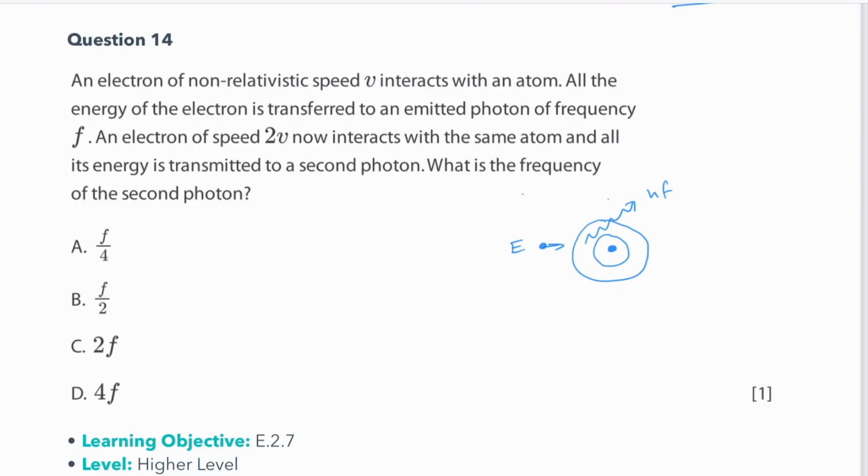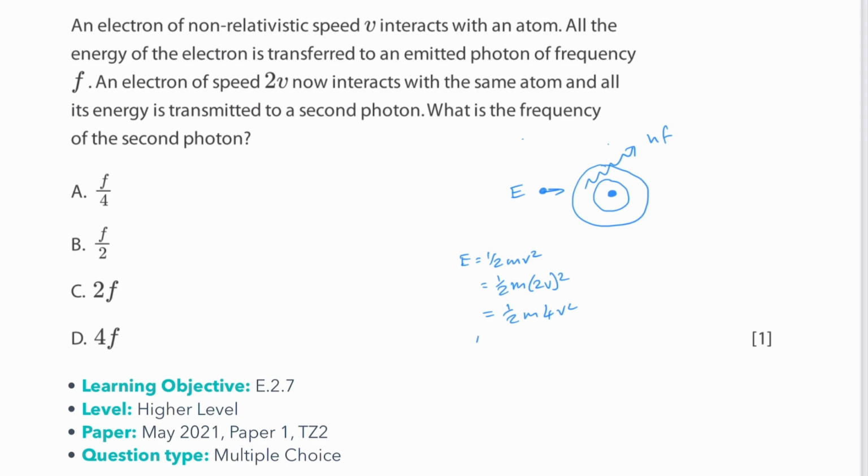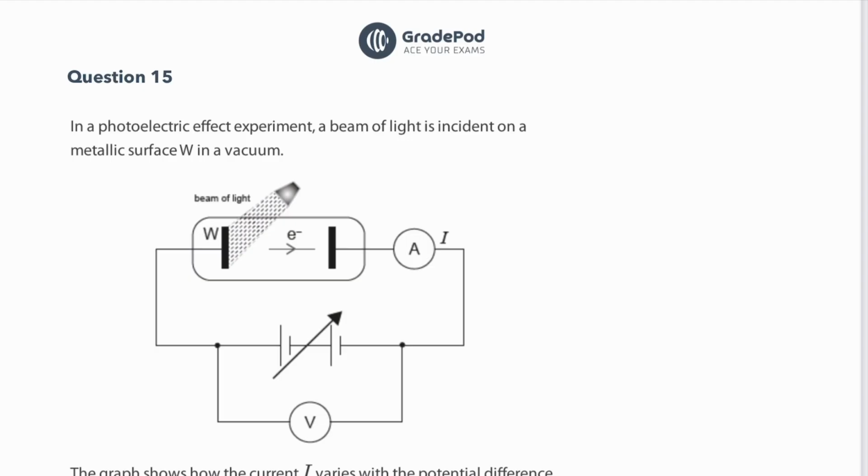An electron of speed 2v now interacts with the same atom. So it's got a speed 2v, which means its kinetic energy is proportional to 2v squared. So it's got 4 times the energy that it went in with. So this time, when we've got our atom with our energy levels, the energy coming in is 4 times that of what it was before, which means the frequency is 4 times that as it was before. It is D, 4f.